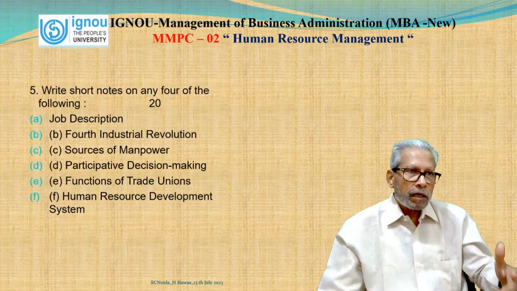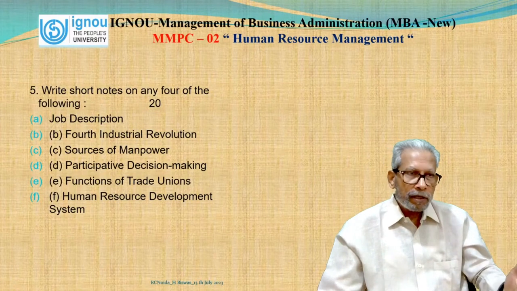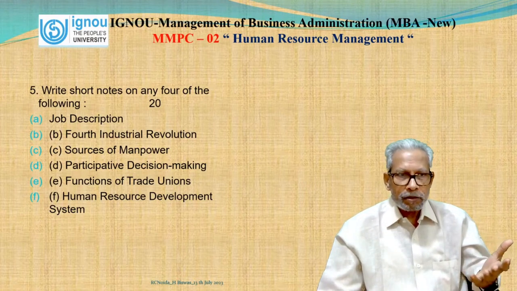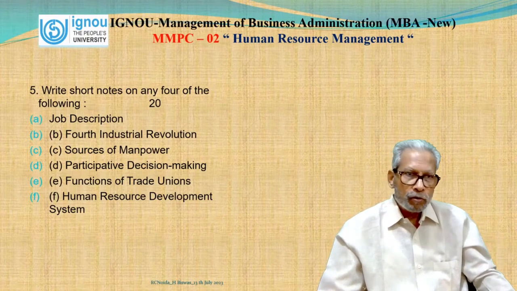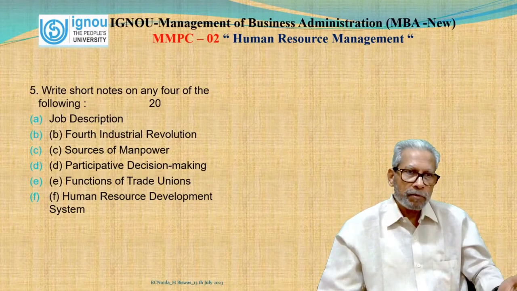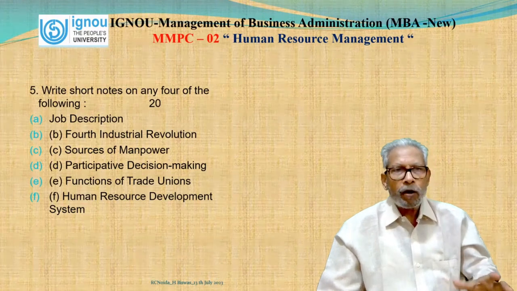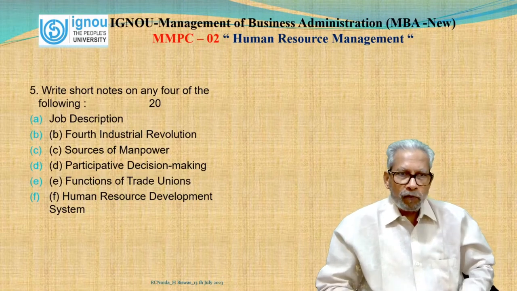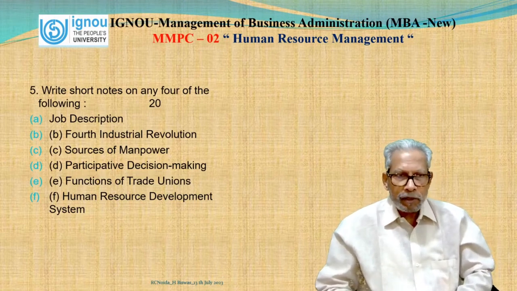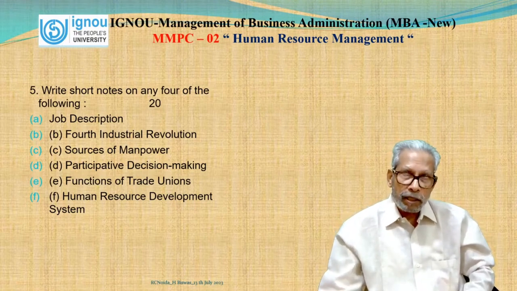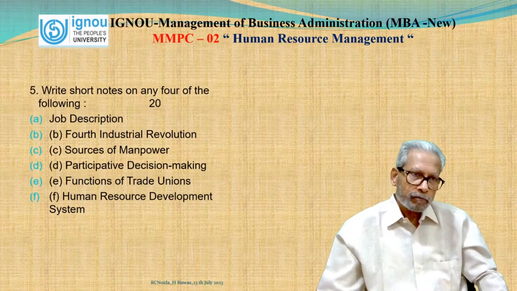Now another part is short notes. Short notes also cover all blocks. You can see the first thing is job descriptions, which is obviously from block 2. There are 20 marks and you have to attempt 4 questions. Half a para or 1 page is sufficient because each carries 5 marks. So 4 into 5 makes 20 marks. This is the way you can prepare.